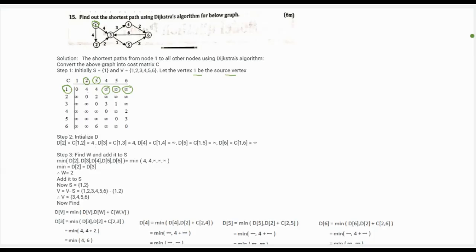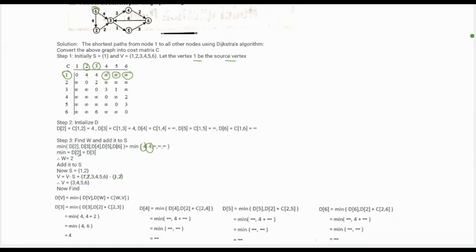Now find W and add it to S. For D2, D3, D4, D5, D6, the minimum value is 4, for D2 and D3. We take the lowest as W, so W is 2. Add it to S, so S becomes {1, 2}. V becomes V minus S: V is 1 2 3 4 5 6, cancel 1 and 2, and we get 3 4 5 6.